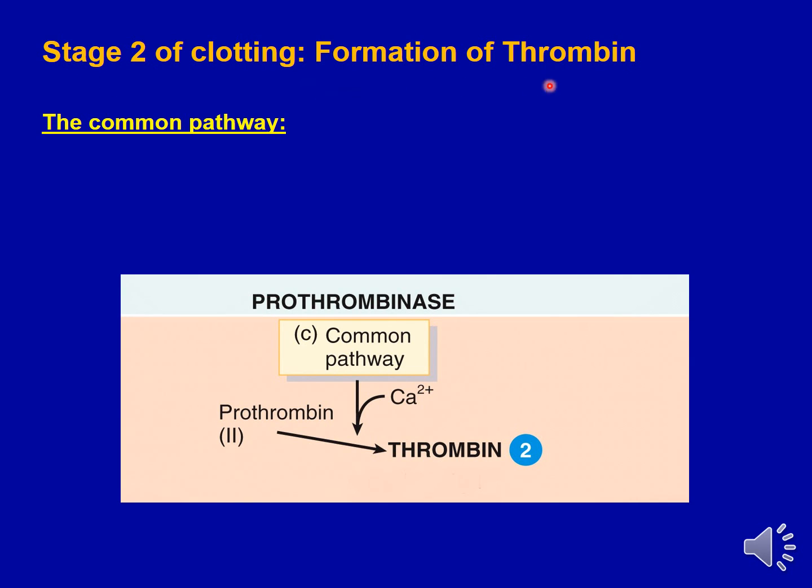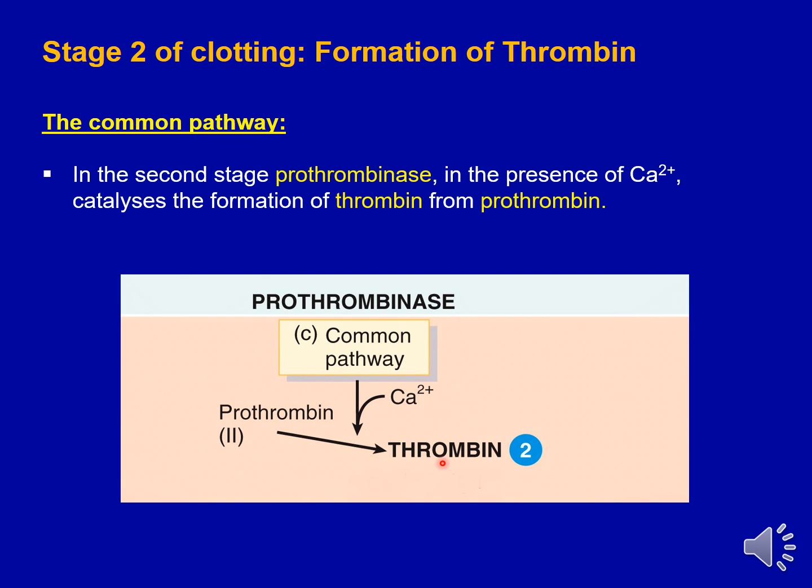Stage 2 of clotting is the formation of thrombin. Prothrombinase will convert the prothrombin into thrombin. Prothrombin is inactive. With the presence of prothrombinase and calcium, it will be converted into thrombin. Thrombin acts as an enzyme producing activation of most of the clotting factors. So thrombin is going to activate factor 12, factor 10, factor 5, and most of the clotting factors present in the extrinsic and intrinsic pathways.